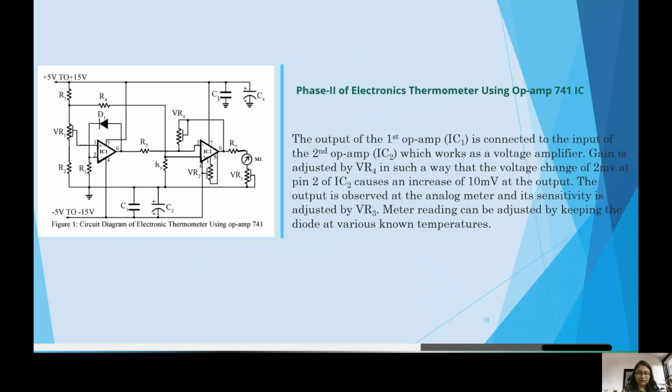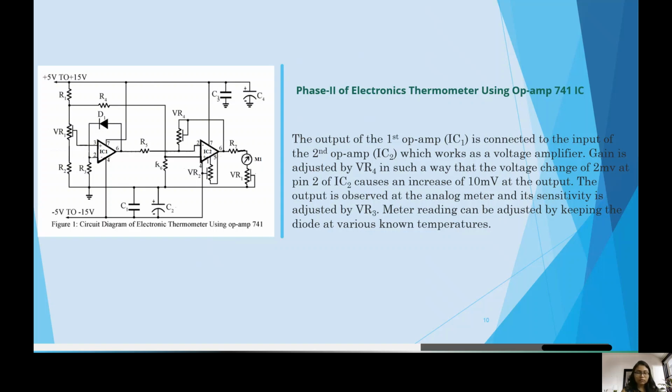The second phase. The output of the first op-amp IC1 is connected to the input of the second op-amp IC2, which works as a voltage amplifier. The gain is adjusted by VR4 in such a way that a voltage change of 2 mV at pin 2 of IC2 causes an increase of 10 mV at the output. The output is observed at the analog meter and its sensitivity is adjusted by VR3. The meter readings can be adjusted by keeping the diode at various known temperatures.